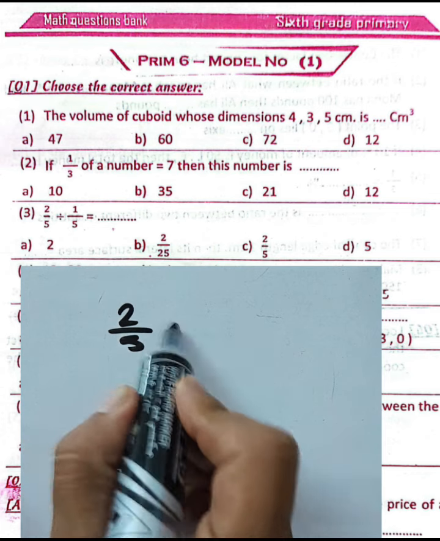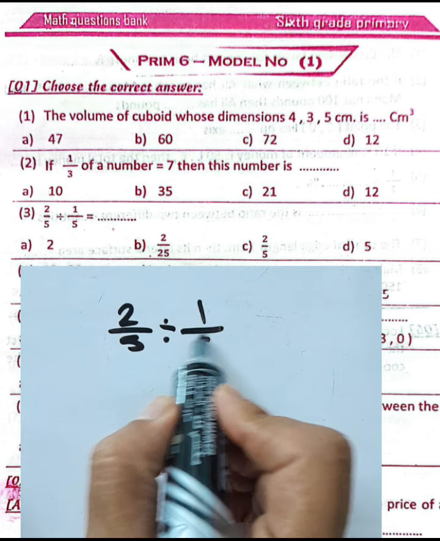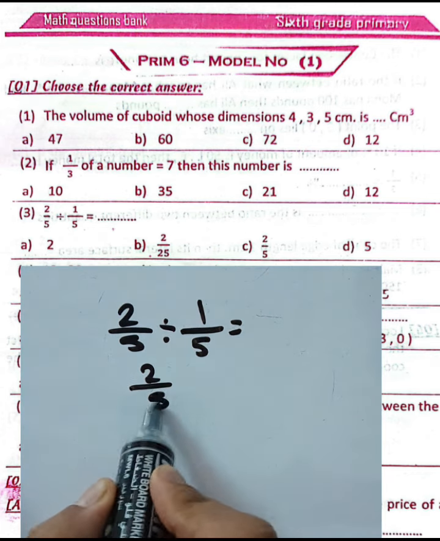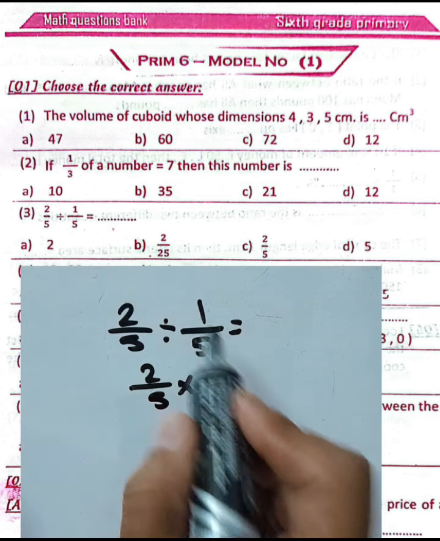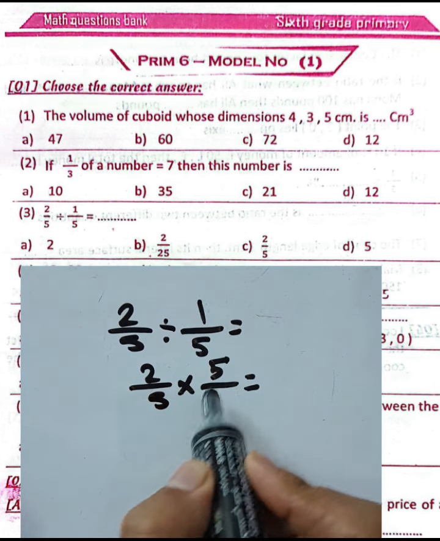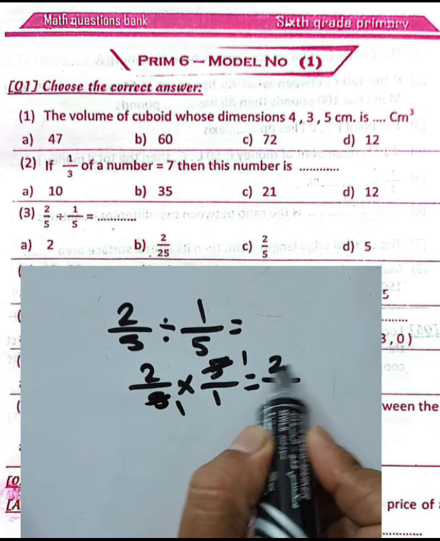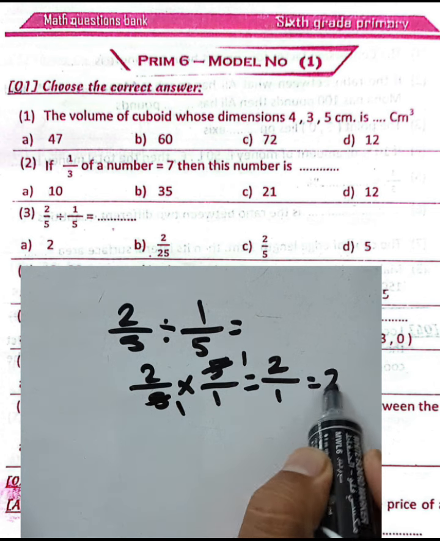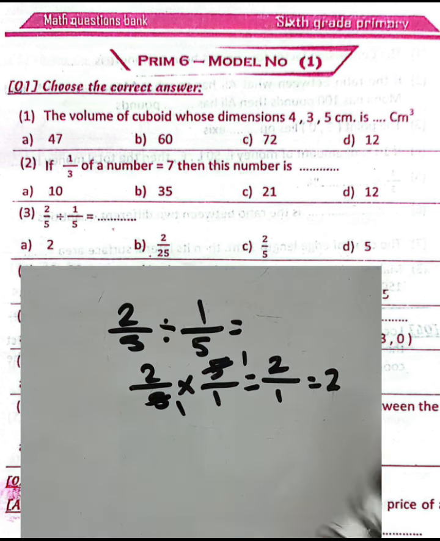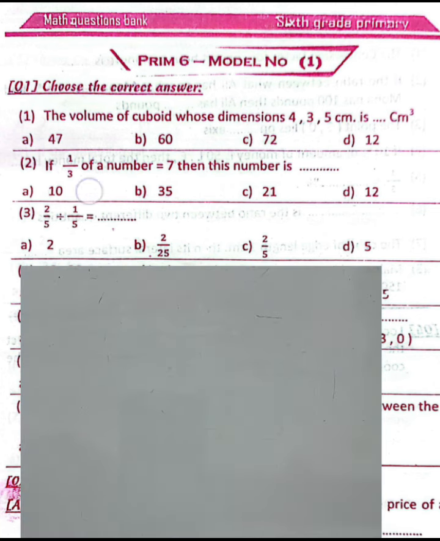Question number 3. 2 over 5 divided by a fifth. We can write 2 over 5 times the reciprocal of a fifth, which will be 5 over 1. 5 divided by 5 equals 1. 1 times 2 equals 2. 1 times 1 equals 1. 2 divided by 1 equals 2. Then the result will be 2.